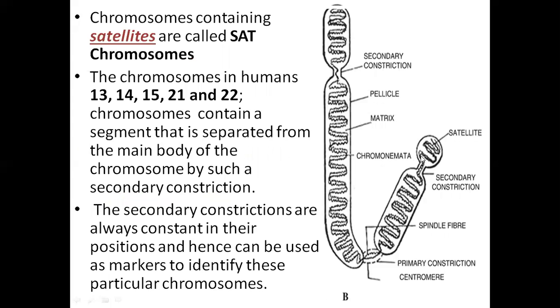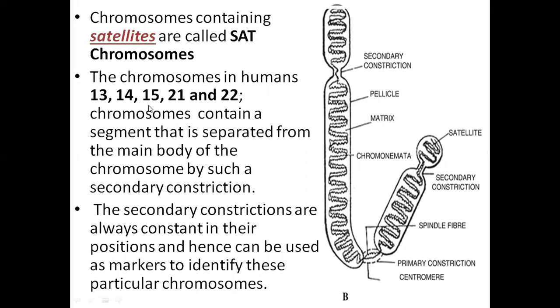The next structure associated with the chromosomes are the satellites. You call it the satellite body. It is the part of the chromosome above the secondary constriction, which looks like a bulb, as you can see here. It is present at the end of the chromosome beyond the secondary constriction, and it is called the satellite body, and the chromosomes which bear these structures are called SAT chromosomes.